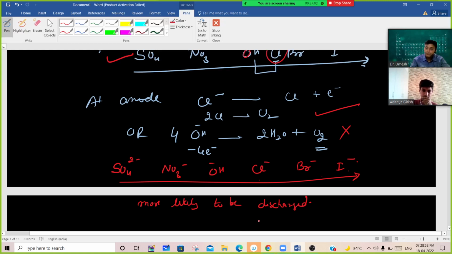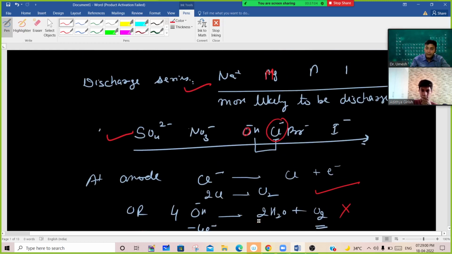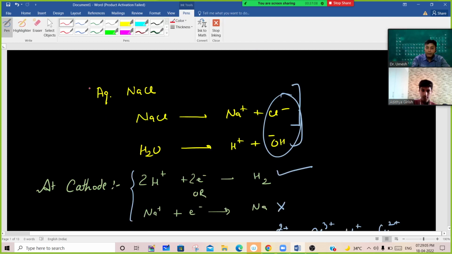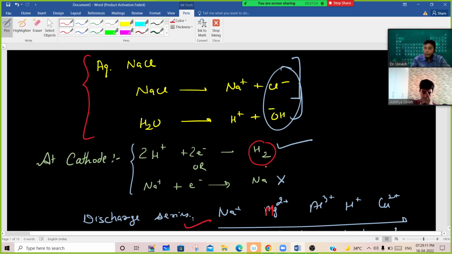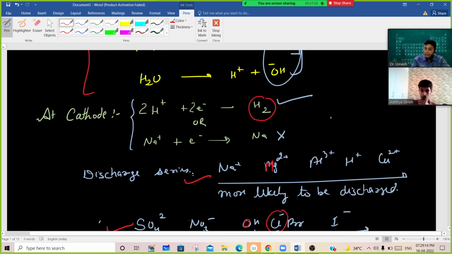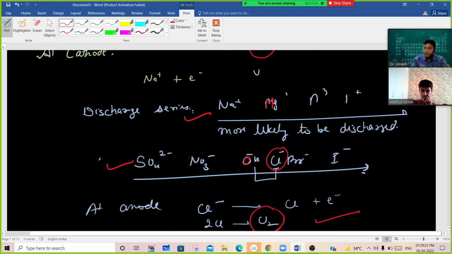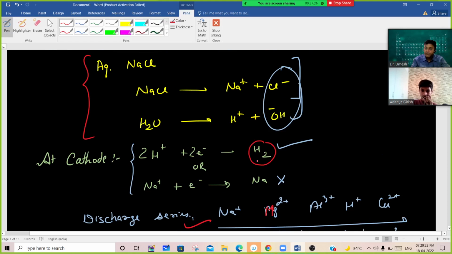It means when we electrolyze sodium chloride in the aqueous medium, I will get the hydrogen at the cathode and chlorine at the anode, right? What is left in the solution? Which ions are not discharged? Sodium ion and OH ion, they are not discharged, right?